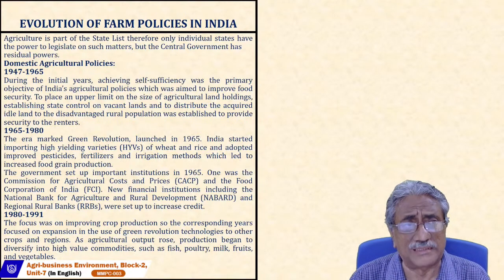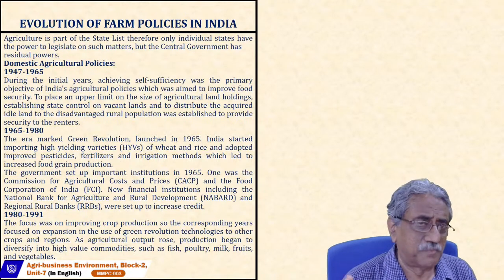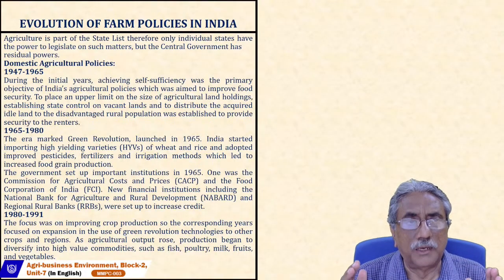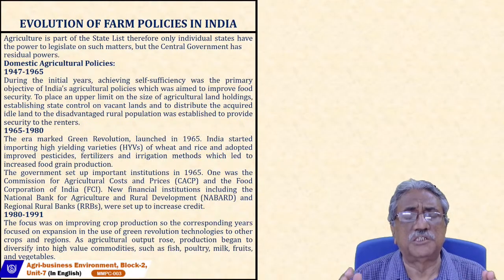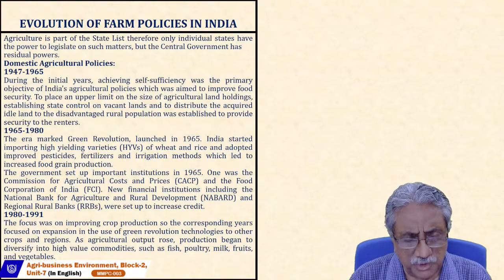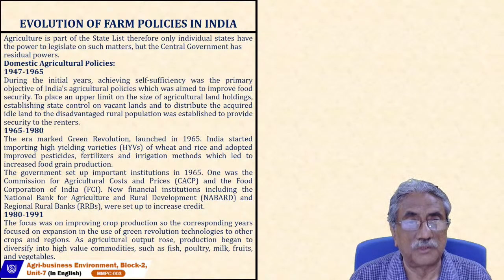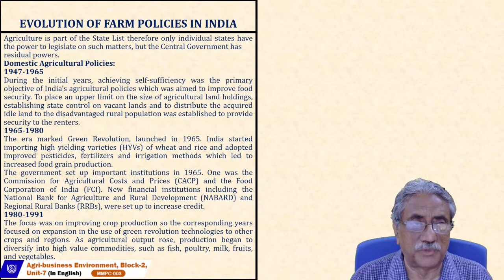47, we became independent. 47 to 65. This is the period in which achieving self-sufficiency was the primary objective, so that you produce enough so that no Indians are starving of food. Besides that, food security was important.